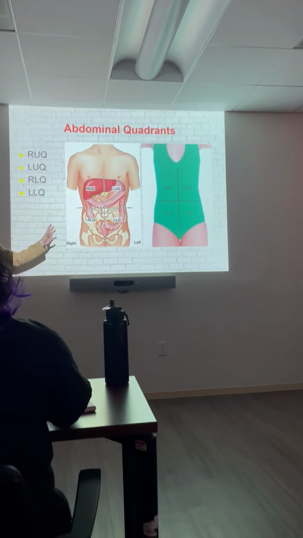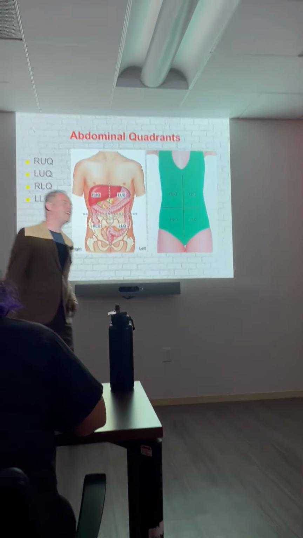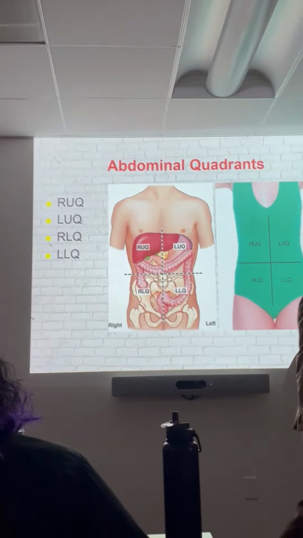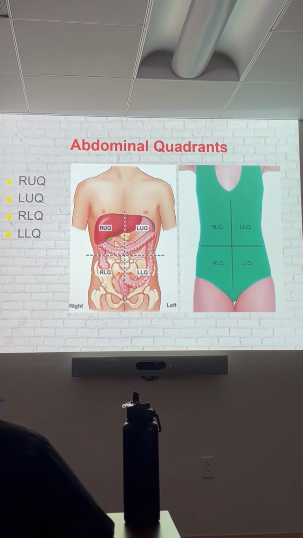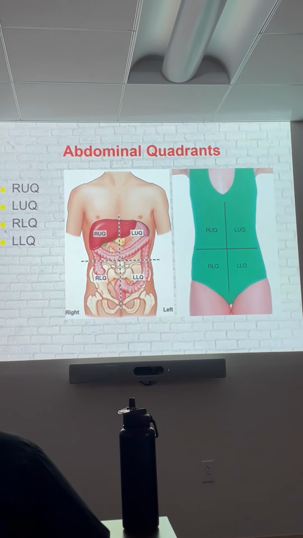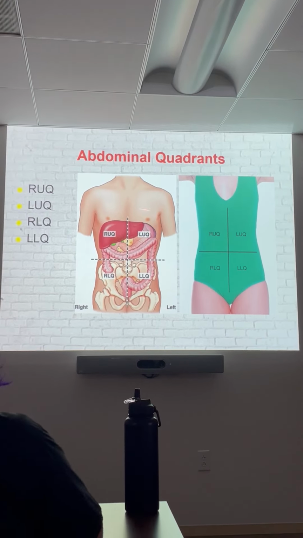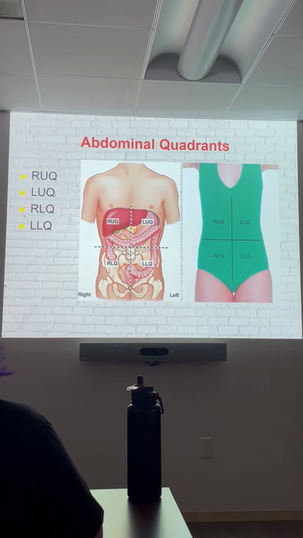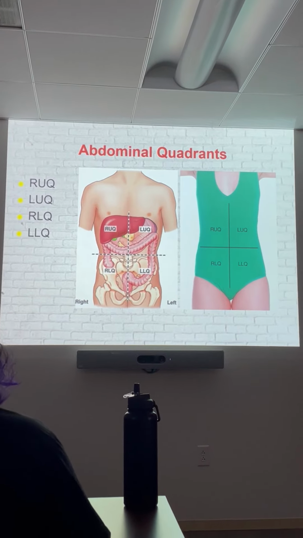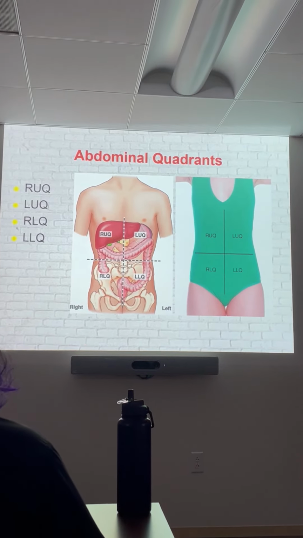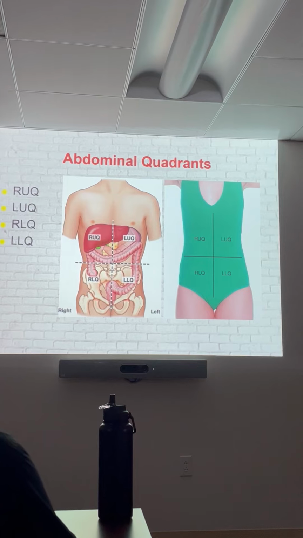Those quadrants. The four main quadrants of the abdomen, the RUQ, LUQ, RLQ, LLQ, which stands for right upper quadrant, left upper quadrant, right lower quadrant, and left lower quadrant. What do you think I want you to know about this? The same exact thing. What abdominal organs fall in which of the four quadrants?